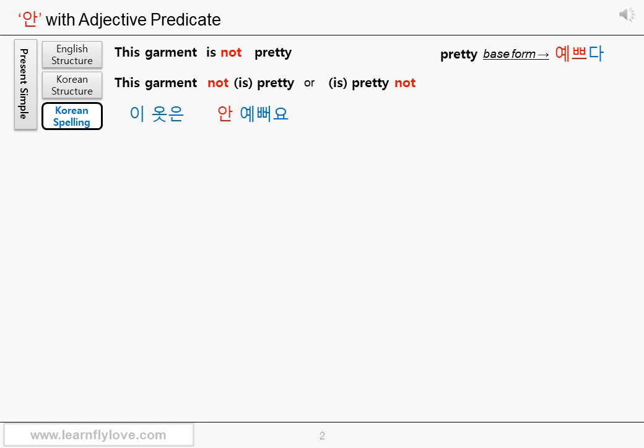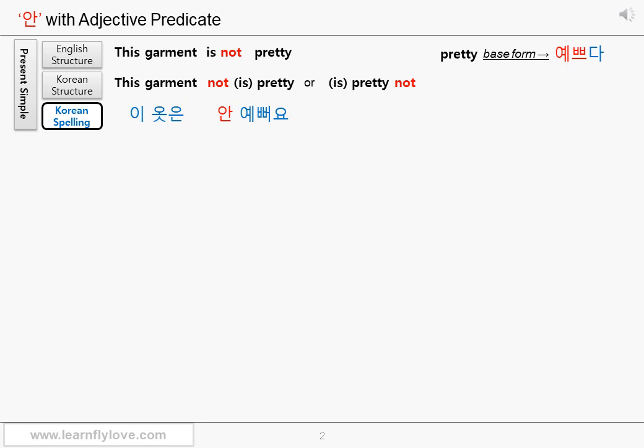So here we go. This garment is not pretty. This garment, clothes, and apparel are all 옷 in Korean. This garment, 이 옷, plus the topic particle, 은, 이 옷은 not pretty, 안 예뻐요.